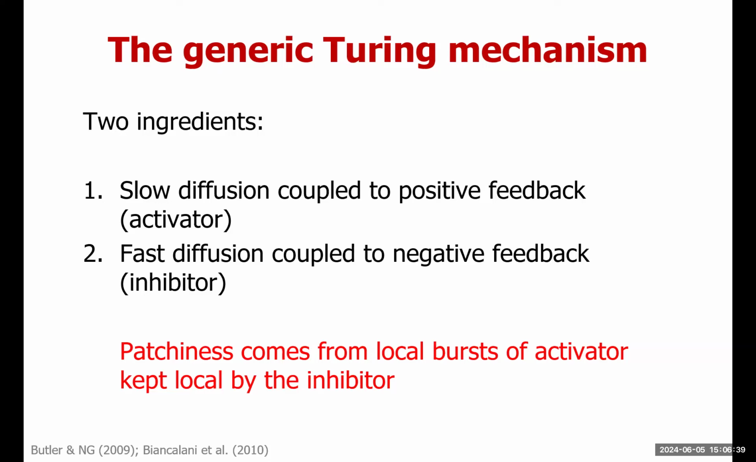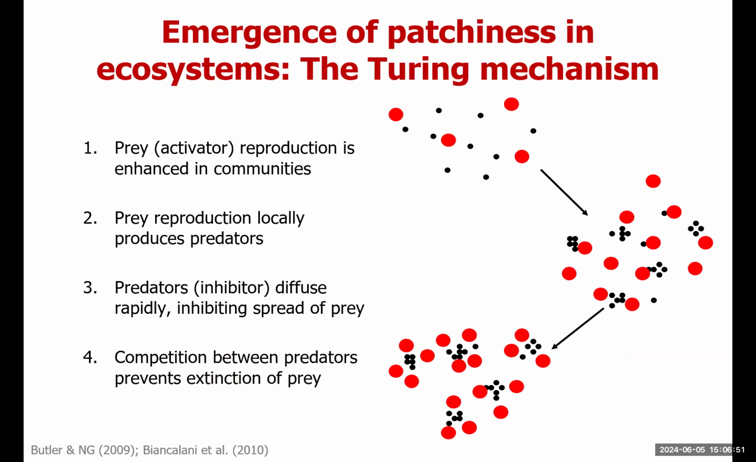And then he said that they can move around, so they have a reaction and they also have diffusion. And so these are called reaction diffusion equations. And then you get patterns because you get local bursts of the activator, and those are kept local by the inhibitor. So let me show you what I mean using the example of a predator-prey. So think about the prey in a community. The prey starts to grow locally.